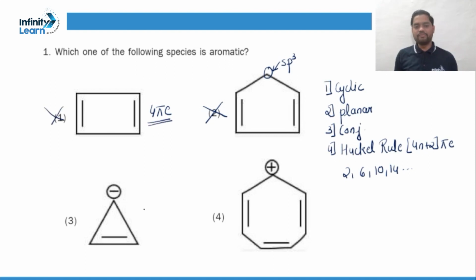This one again has 4 pi electrons, so again this should not be your answer. This one has 2, 4, 6 electrons. So hence option number 4 is the right answer for this question, question 1.